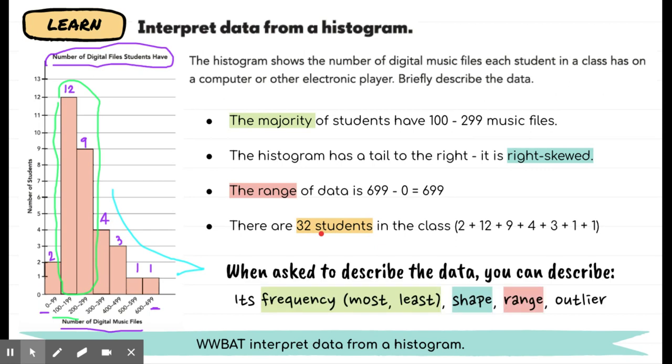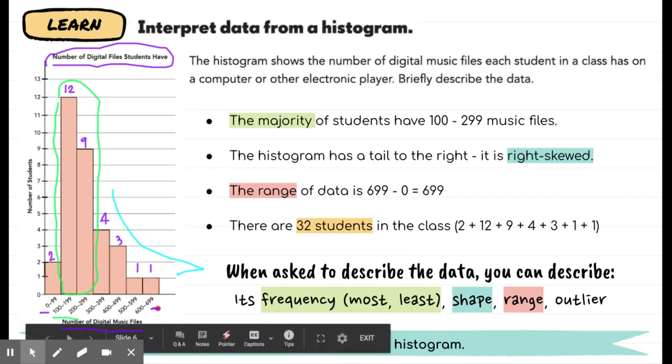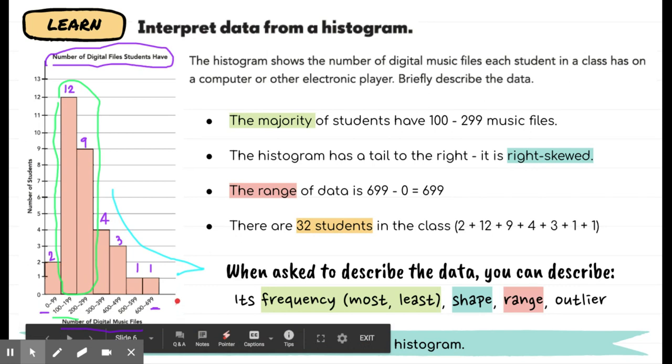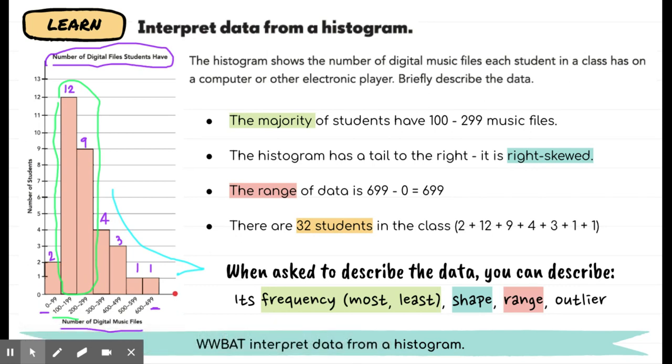So let me recap really quick. When you are asked to describe the data, you can describe its frequency: what happens the most, what happens the least, or what happens to the majority. You can describe the shape: right skewed, left skewed, symmetrical. You can describe the range, which is the highest value of the data subtracted by the least value of the data. And in some cases, you can also describe the outlier, which is a weird situation that happens outside of, that is not related to, anyone else. Let me show you what that looks like.